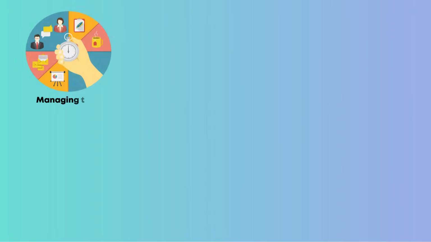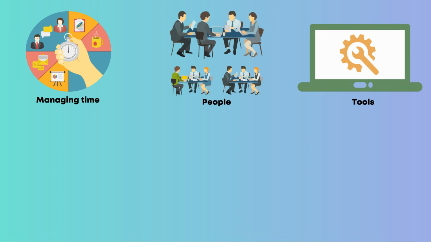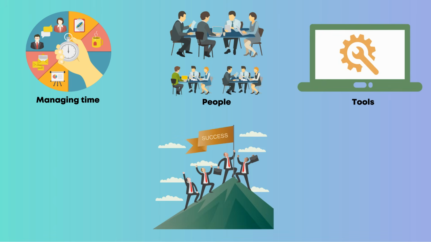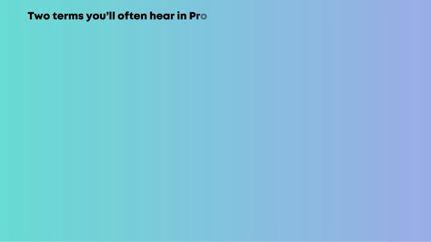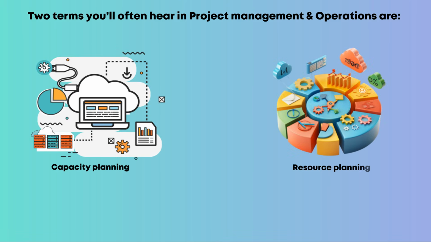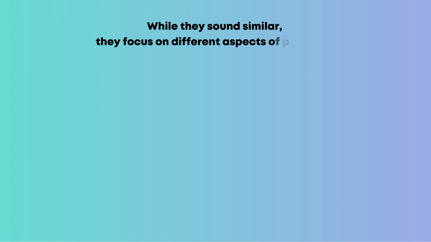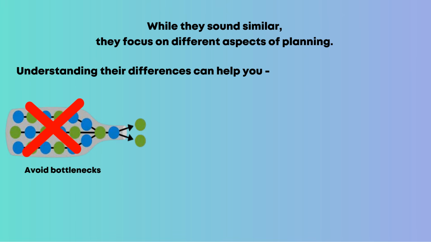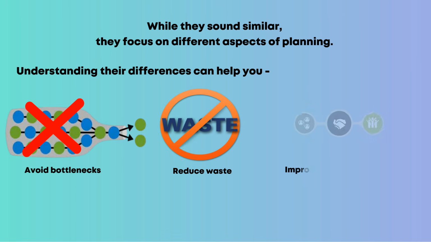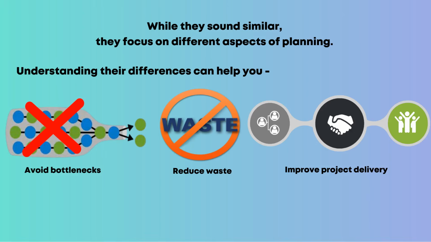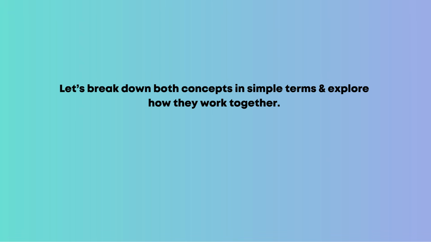Managing time, people, and tools efficiently is vital for success in business today. Two terms you'll often hear in project management and operations are capacity planning and resource planning. While they sound similar, they focus on different aspects of planning. Understanding their differences can help you avoid bottlenecks, reduce waste, and improve project delivery. Let's break down both concepts in simple terms and explore how they work together.